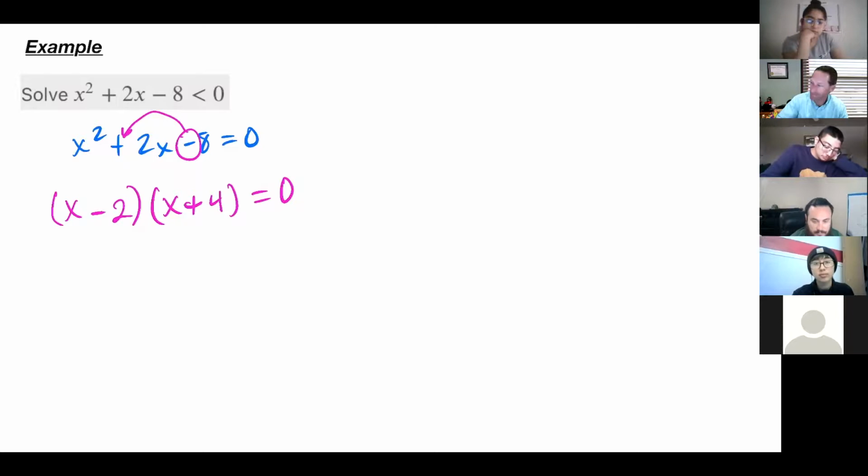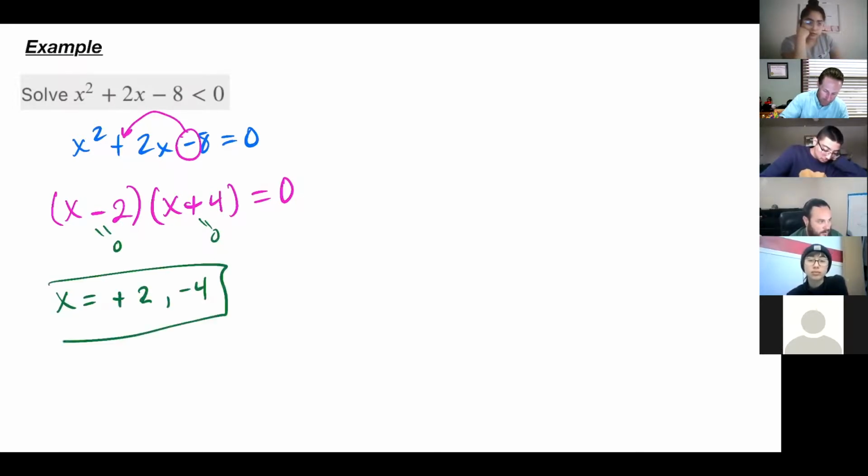The zeros? Very good. I was waiting to see if somebody would say it correctly. Awesome. The zeros, which means set this and this factor equal to 0. We found X is equal to positive 2 and negative 4.